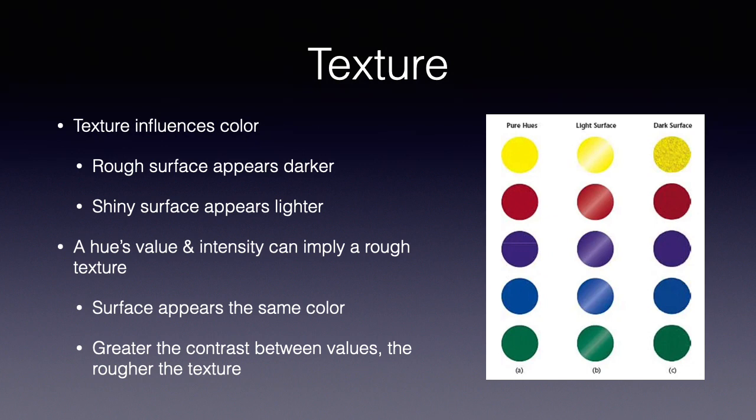So a hue's value and its intensity can imply a rough texture. That is how a designer can create on paper the illusion of a rougher texture by adjusting the hue's value and its intensity. Your surface should typically appear the same color in this instance, but the greater the contrast between the values, the rougher the texture will appear to be.